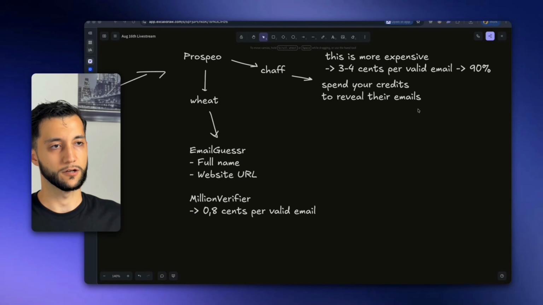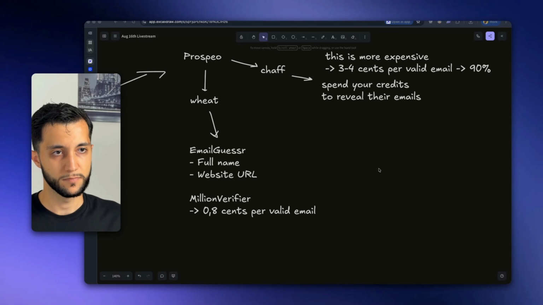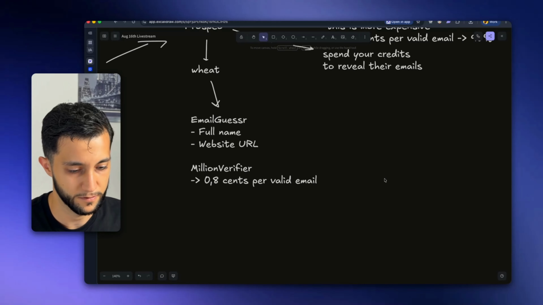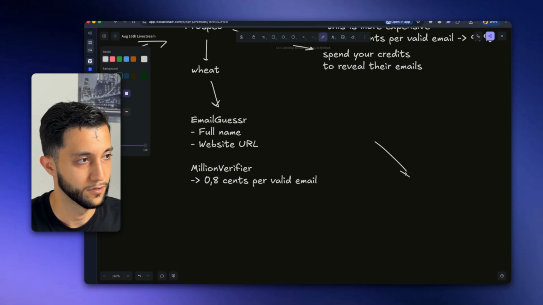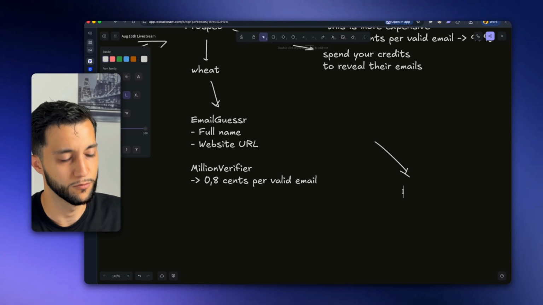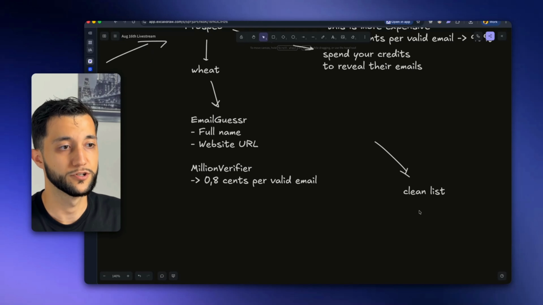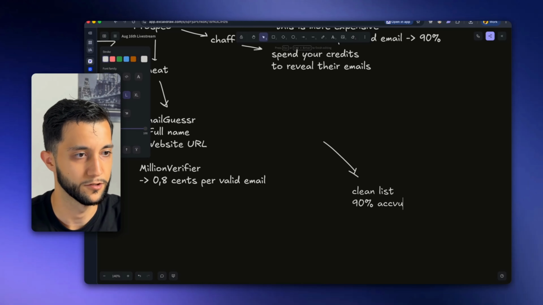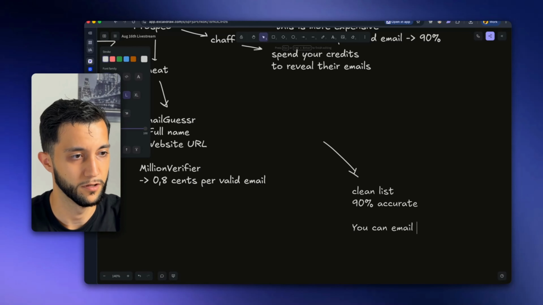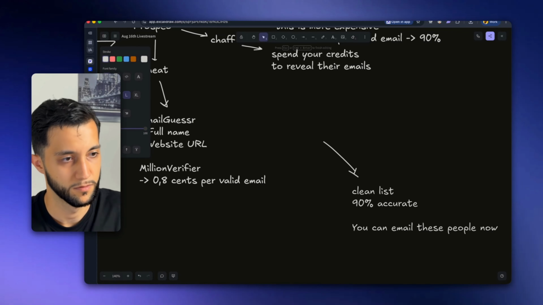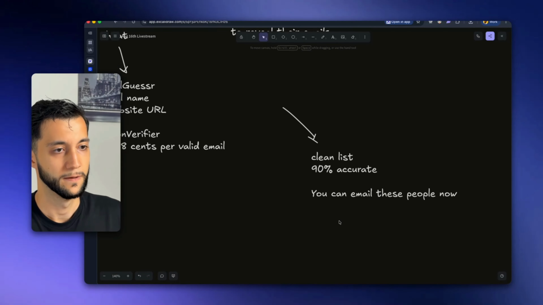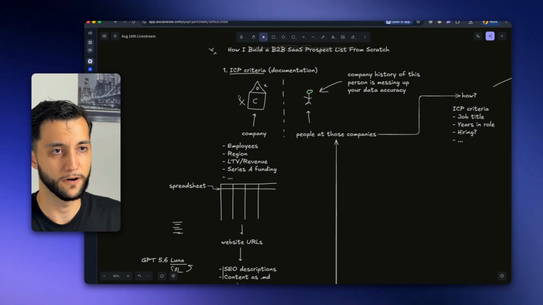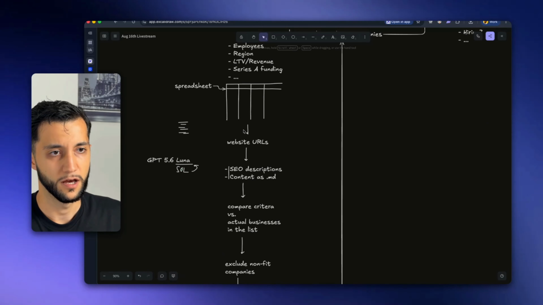And basically, all the invalid ones you remove. As soon as you have them removed, you'll basically have your ready list, right? Boom. You'll have your clean list that you can email, which is also going to be 90% accurate, right? You can email these people now. Boom. Done.